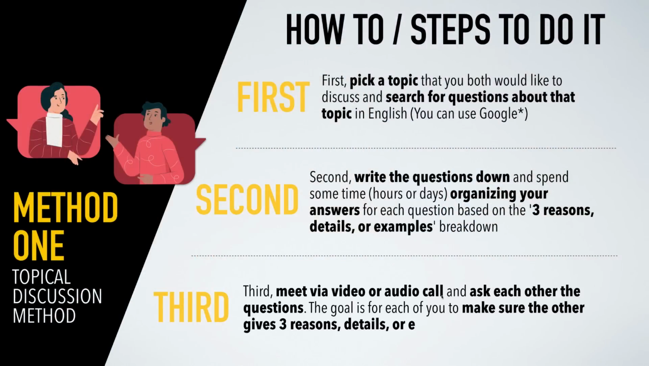You decide how much time you need to organize your answers for each question, but make sure your answers give either 3 reasons, 3 details, or 3 examples. All right, that's very important. Now, after you've done that, what you're going to do is come back together, meeting via video or audio call, and you're going to ask each other the questions. The goal is for each of you to make sure the other gives 3 reasons, details, or examples for their answer. So by doing this, by practicing English in this way, using this method with your partner, you both will increase your ability to speak in English fluently about various topics.